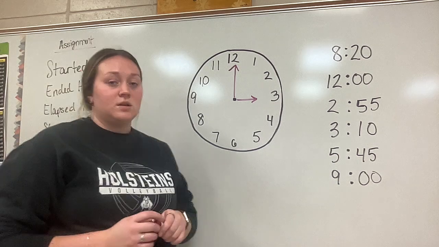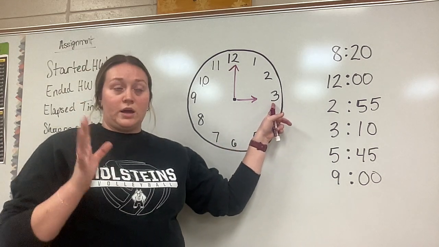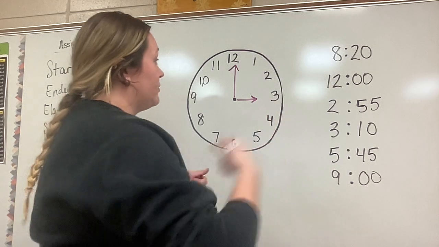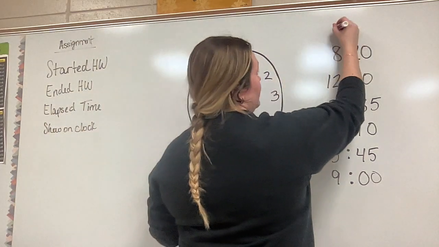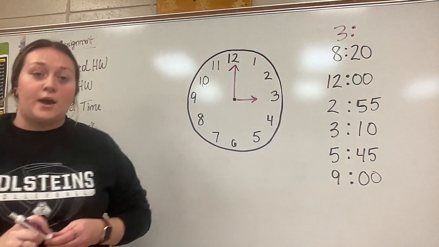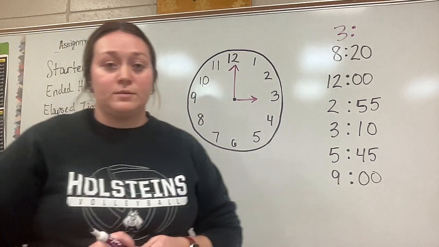So let's look at this. What number is my little arrow pointing to? The 3. It's pointing to the 3. So if I'm going to write that out, my time will be 3 for the hours. Now I need to look at my big hand.